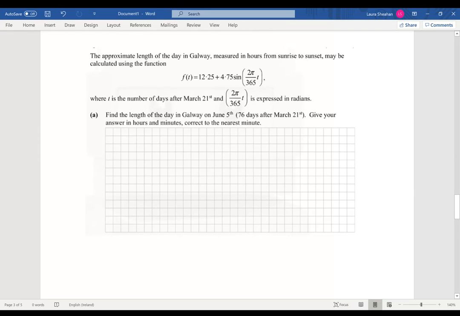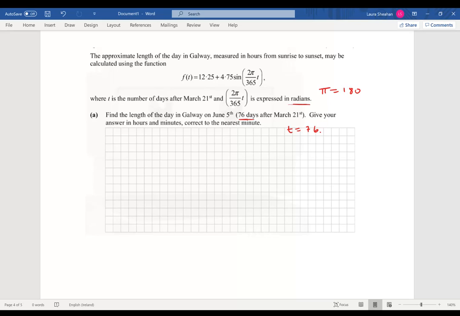Okay, the next question. The approximate length of the day in Galway, measured in hours from sunrise to sunset, may be calculated using the function, where t is the number of days after March 21st, and 2 pi over 365 t is expressed in radians. And again, all that means is that pi is equal to 180, and I would always change pi to be 180. Find the length of the day in Galway on June 5th, so 76 days after March 21st. So t here is equal to 76.